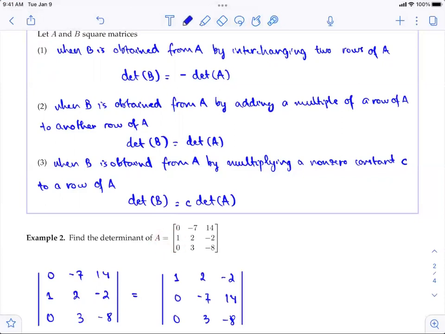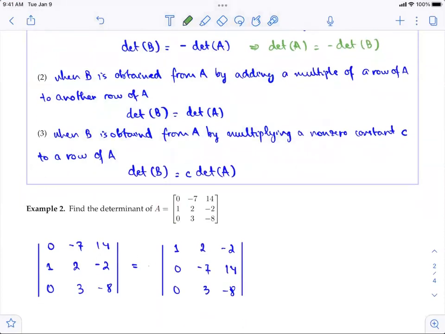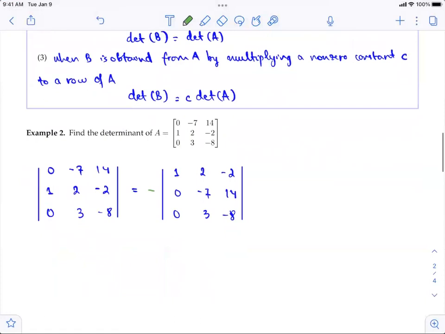So that means, let me rewrite this a little bit. The determinant of A is equal to the negative of the determinant of B, right? So you put in the negative sign here. Okay, that's fair enough, right? Now, let me quickly note here that we interchanged two rows.